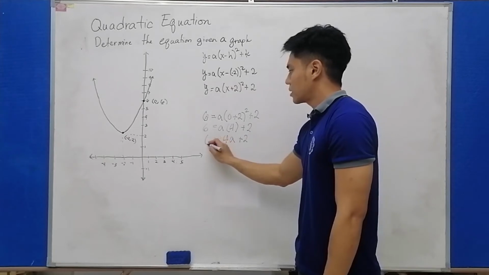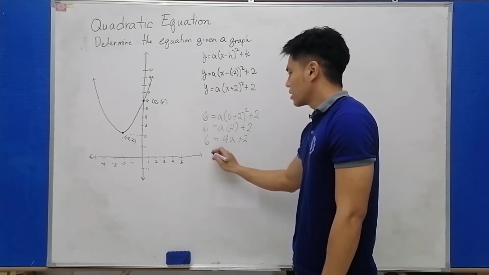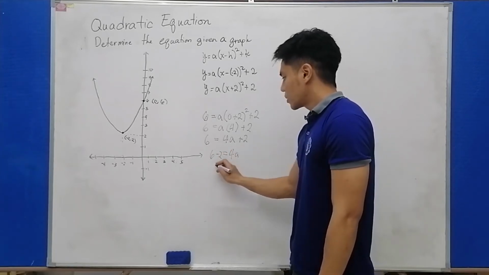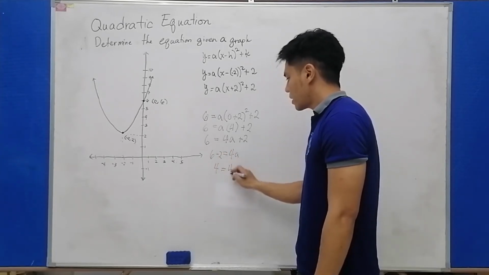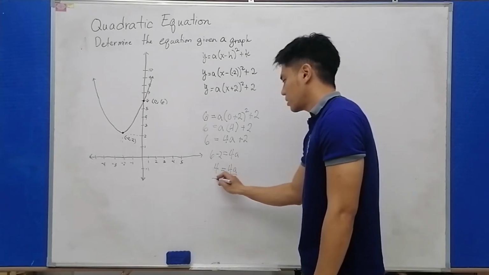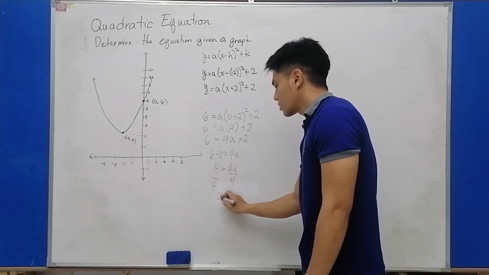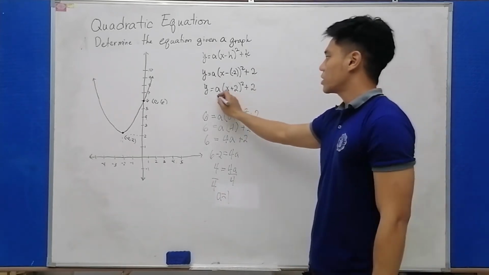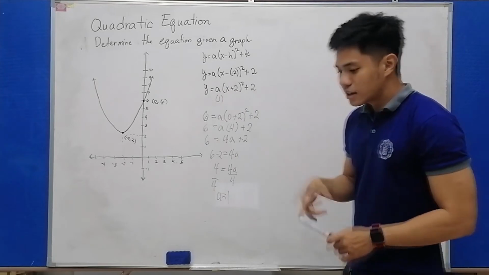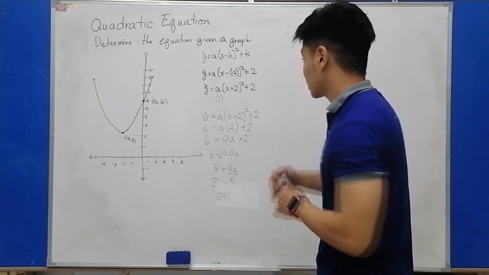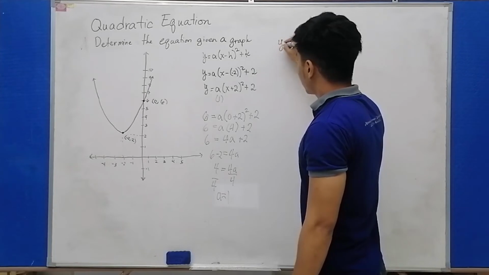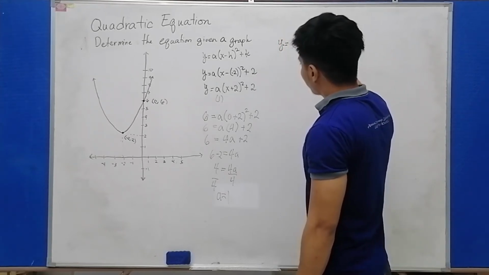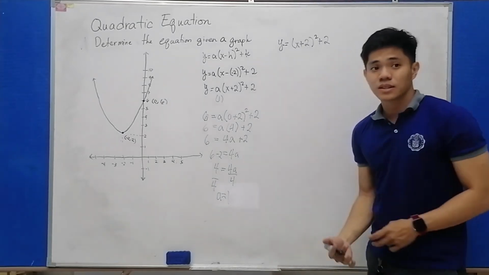Transpose 2 to the other side. So we have 6 minus 2, which is 4, equals 4a. So 4 = 4a. Divide both sides by 4, and our a is going to be 1. So if our a is 1, then we can substitute a in this equation as 1. Our final equation in vertex form is going to be y = (x + 2)^2 + 2.